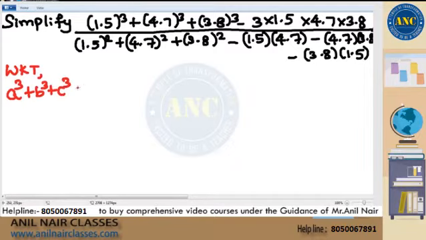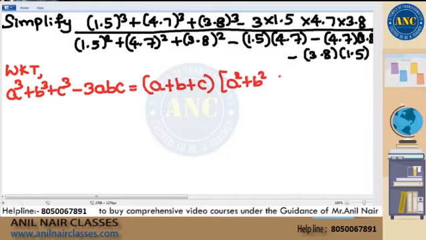A cube plus b cube plus c cube minus 3abc. Definitely you should know this because it is straightforward. A cube plus b cube plus c cube minus 3abc is a plus b plus c into a square plus b square plus c square minus ab minus bc minus ca. Now this is a cube, this is b cube, this is c cube, minus 3 times a into b into c.